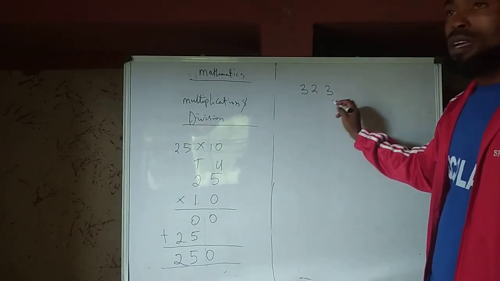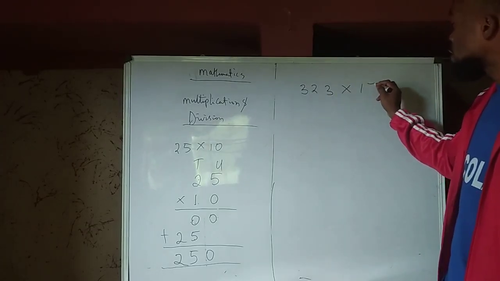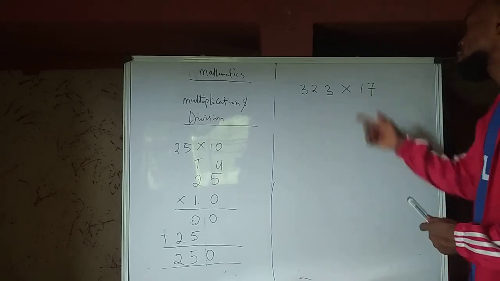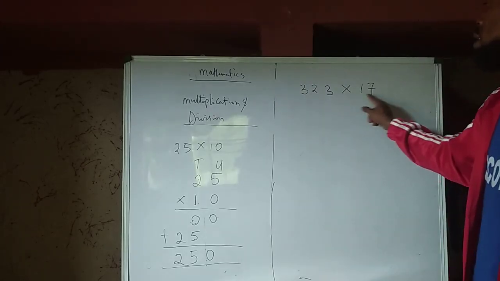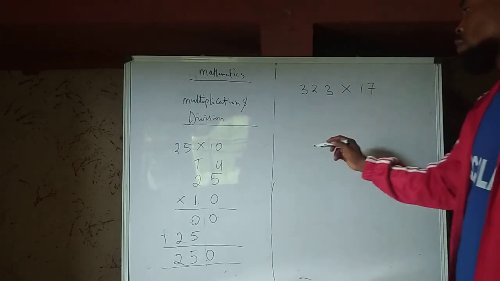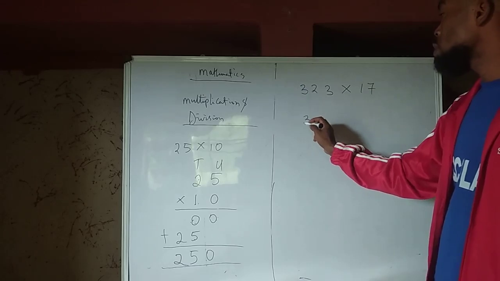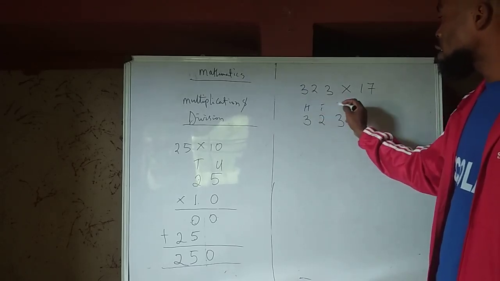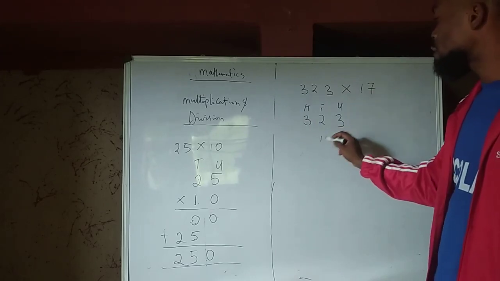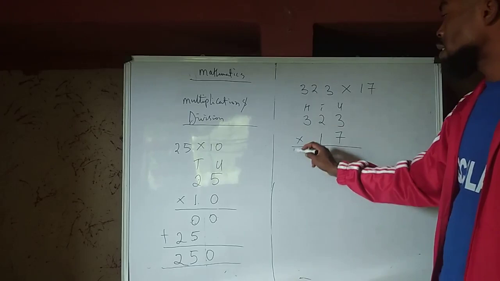Okay, so now let's take it further to, let's say we have 323 multiplying 17. 323 multiplying 17. Okay, you can see this is a 3-digit number and this is a 2-digit number. So of course we position them according to their place value. So we have 3, 2, 3, which is hundreds, tens and units, and then we have 17. Okay, so we can multiply this.